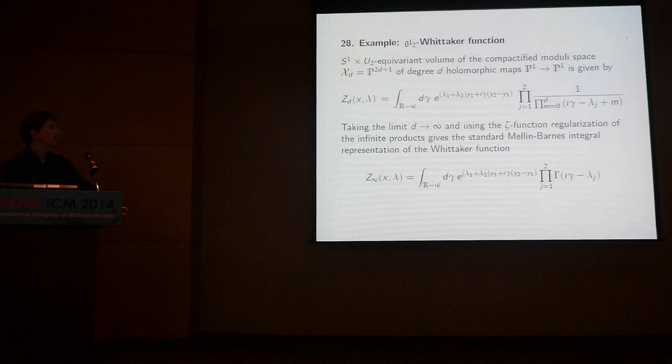How does it work, again, in the same example? The equivariant volume can be represented as a contour integral, with the denominator given by a product for finite d. And now taking d to infinity is easy. Using zeta function regularization, we replace this inverse product by gamma functions. And we obtain the standard Mellin-Barnes integral representation from the textbook. That's how we indeed obtain, in the limit d to infinity, the classical Whittaker function. So it works nicely.